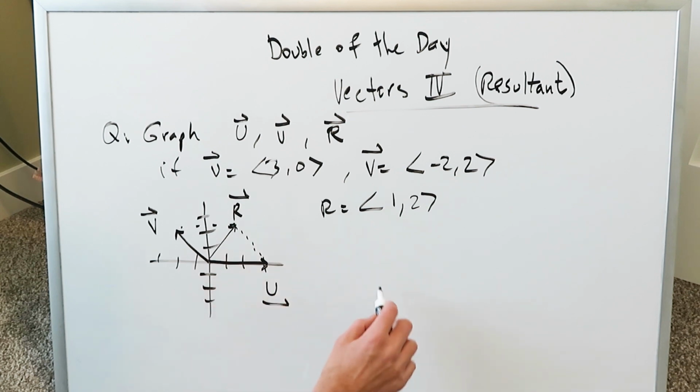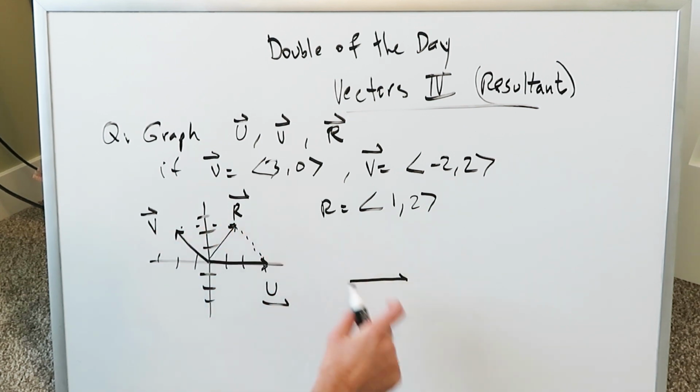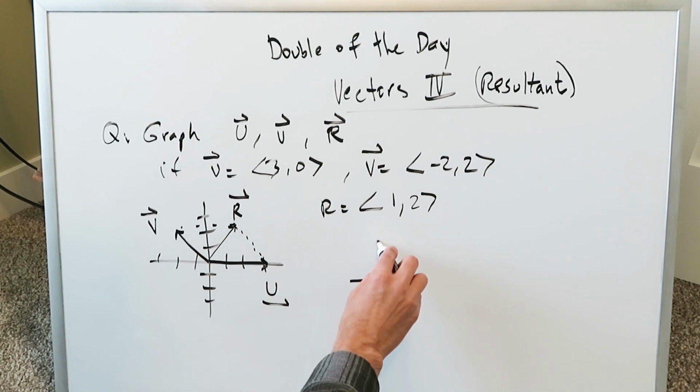You could have drawn u right over here, and then you could have transposed the v, because remember, in the triangle method the v vector is added from the tip of the u vector, and it would come in this direction, right?